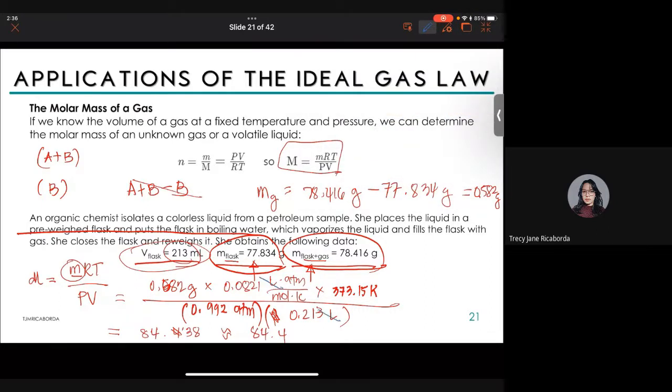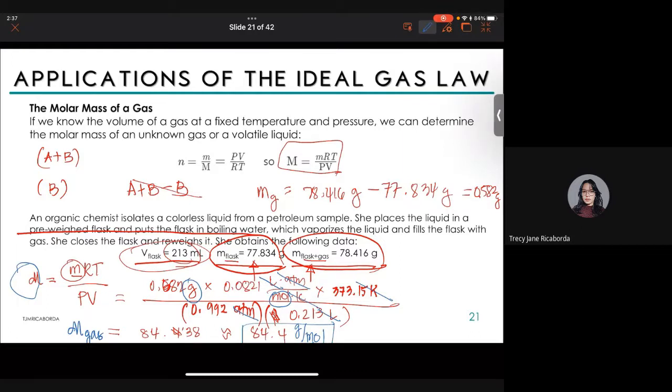Liters, crushed out. ATM, crushed out. Kelvin, crushed out. You're left with grams over mole. So, grams per mole. That's the unit for molar mass, right? So now you have the molar mass of the gas. That's it, right? So that's how you use the ideal gas equation to calculate for the molar mass.